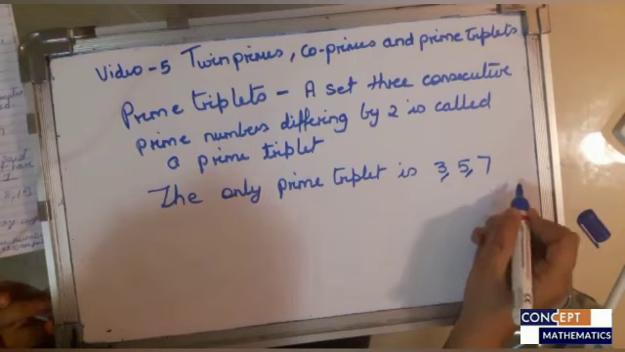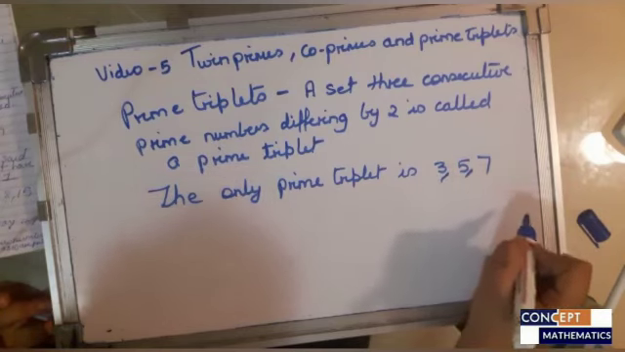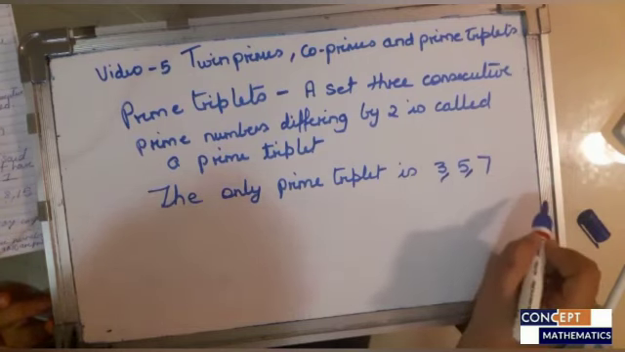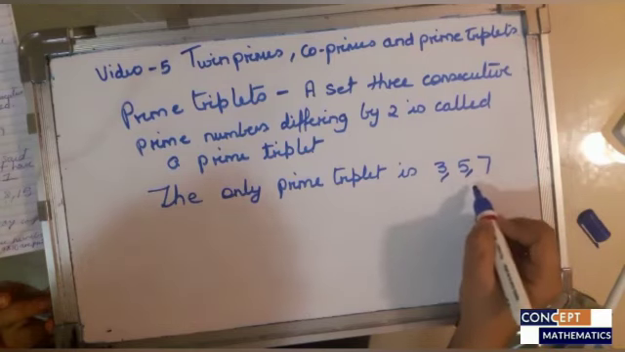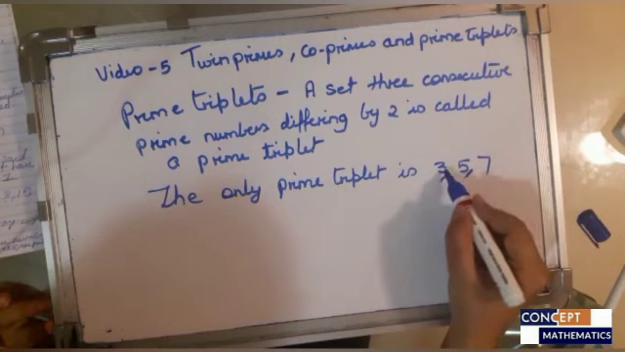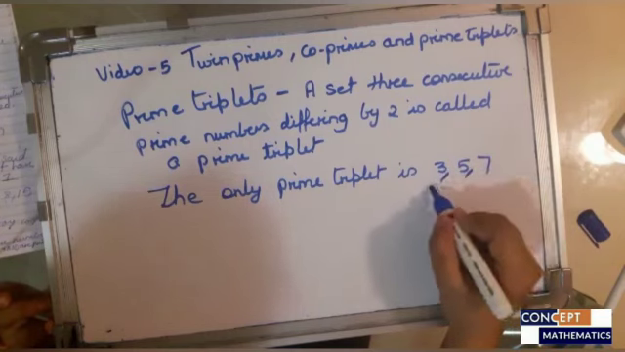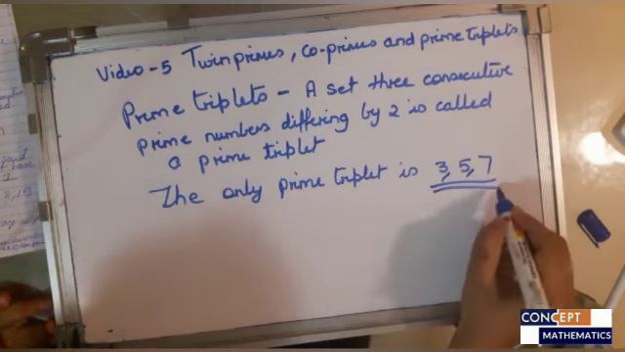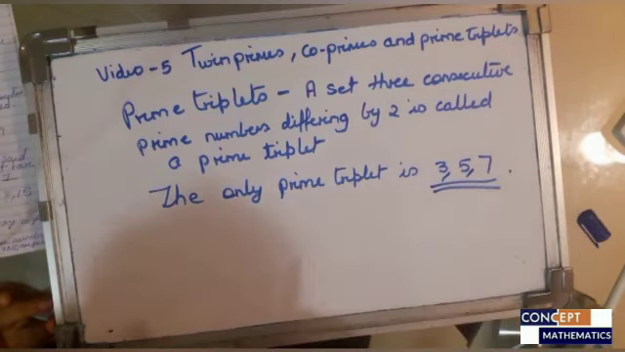Again, these are also consecutive. As I told you earlier, twin primes are consecutive odd primes, whereas these are prime triplets. These are also consecutive, differing by 2. 3, 4, then 5, then 5, 6 and then 7. So these are called prime triplets, and the only prime triplet is 3, 5 and 7. Hope it is clear.